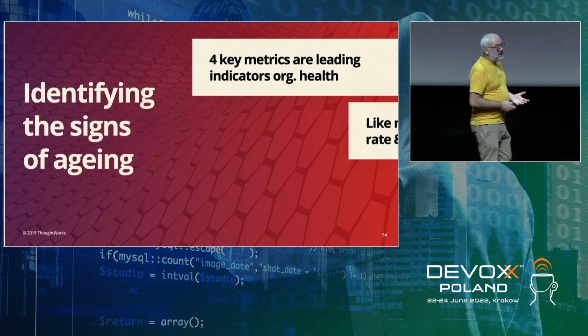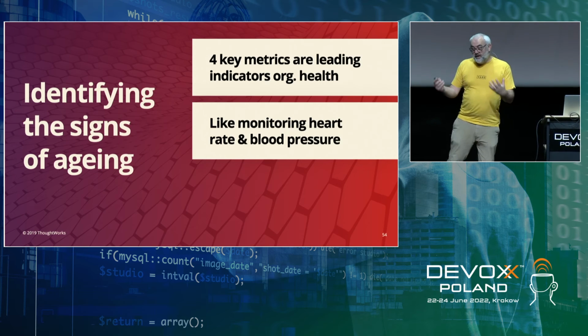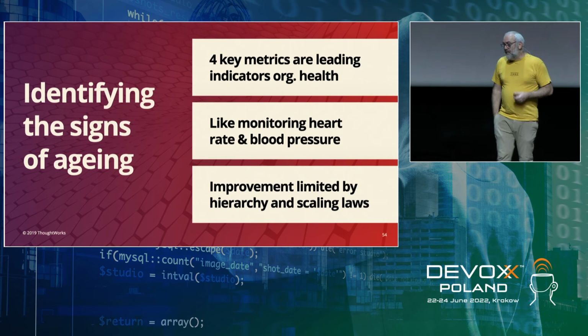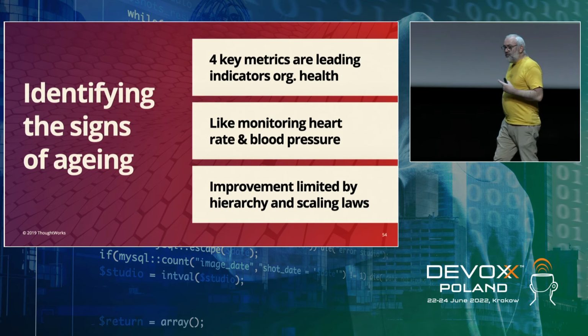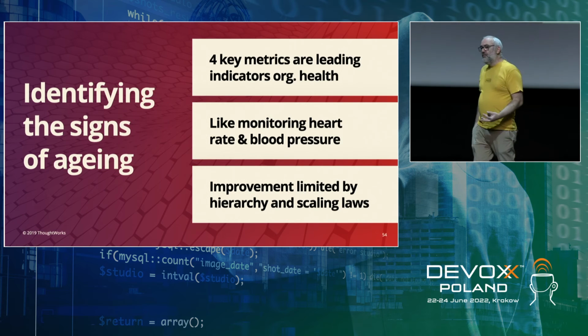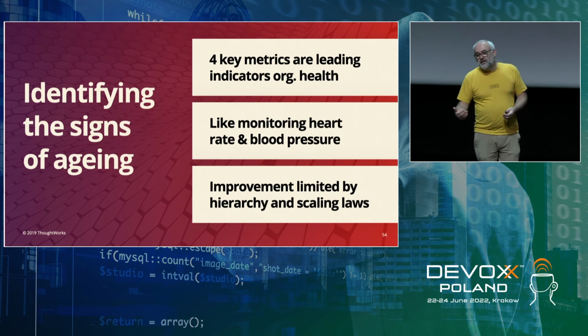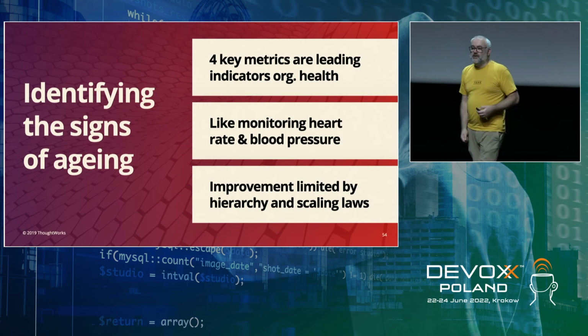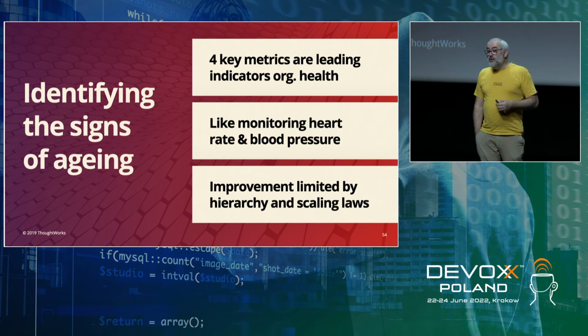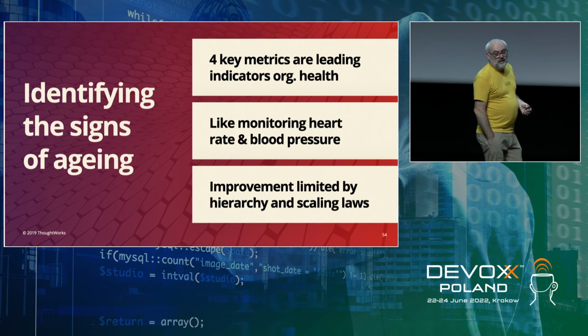So, these 4 key metrics are leading indicators of organizational health, like monitoring heart rate and blood pressure. But the key thing is, improvement in those 4 key metrics, doesn't matter how hard you work, you'll only be able to improve up to the limit imposed by the hierarchy the organization is imposing on you. You can't get better than the hierarchy. It's just maths.